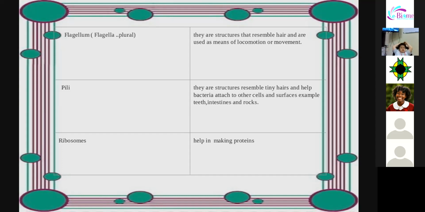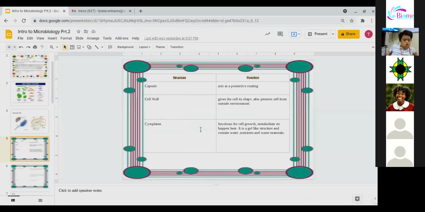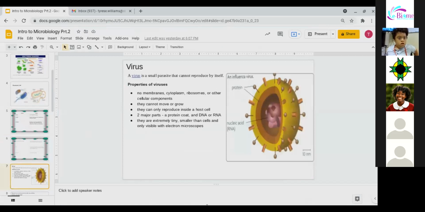Any structure you want me to go over that you weren't clear on? Anything you're not clear on so far that you want me to go over? Don't be shy. If there's anything you didn't understand and you want me to repeat in simpler terms, just tell me. Everyone's good? Okay.